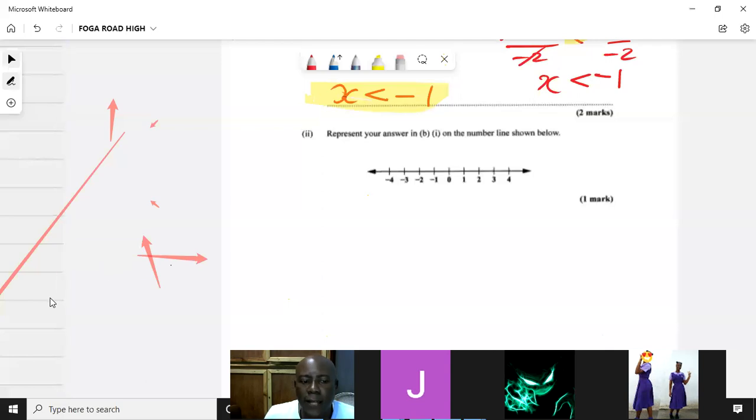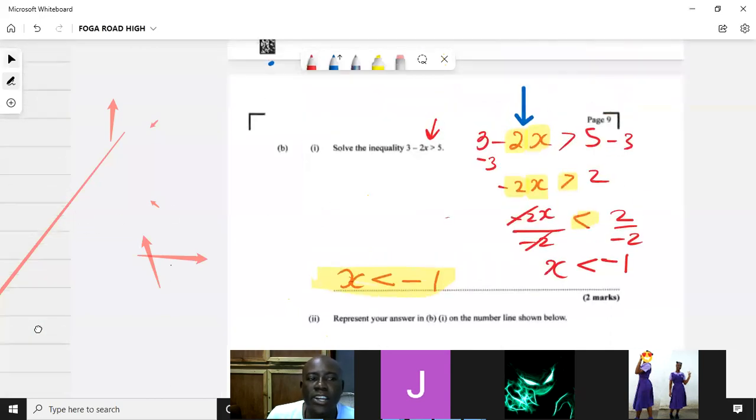Following up on the question. The follow-up question says, represent your answer above on the number line. So we want to represent our answer. And I'm glad to show you this.